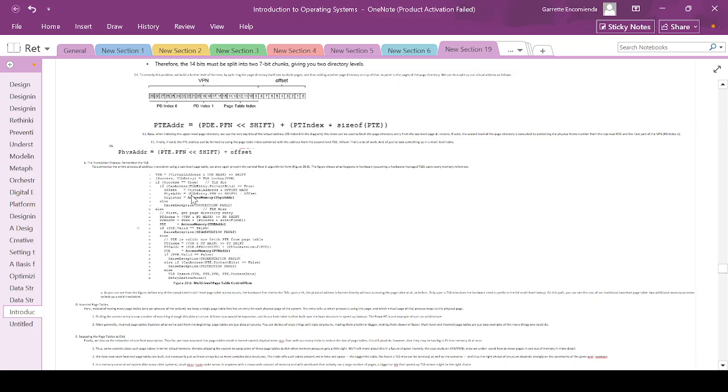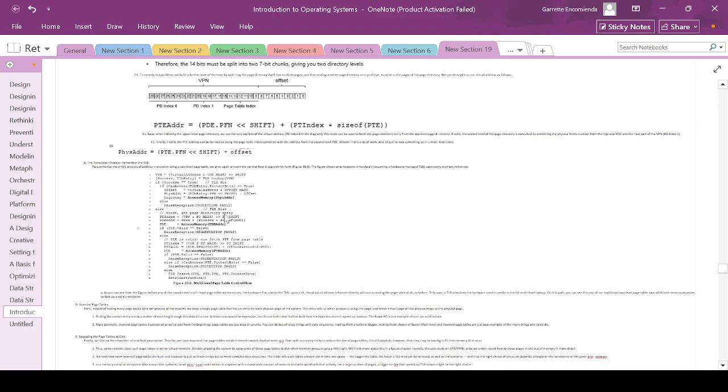So that's the offset. Physical address equals (TLB entry.PFN << SHIFT) | offset. Register equals AccessMemory(physical address). Else, raise exception: protection fault. Else, this is the TLB miss path.